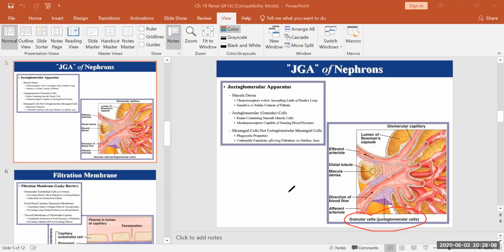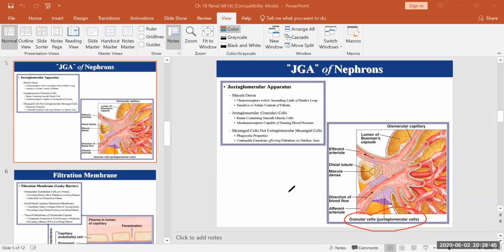So if that blood pressure is high, it will expand the afferent arteriole. And when the afferent arteriole expands, the juxtaglomerular or granular cells constrict, decreasing blood flow into each glomerulus. So that's a second mechanism controlling blood pressure going into the glomerulus to protect that glomerulus. Because your glomeruli cannot sustain excessive blood pressure continuously, because they will be destroyed.